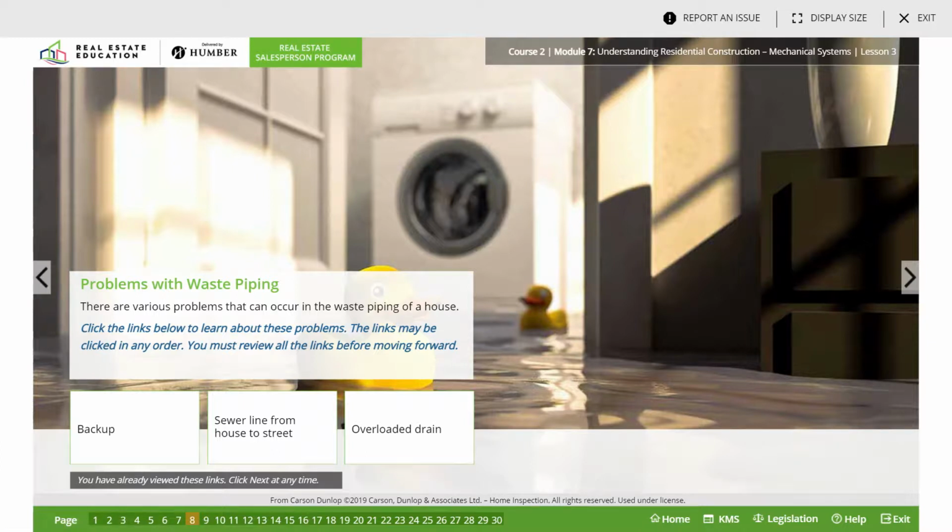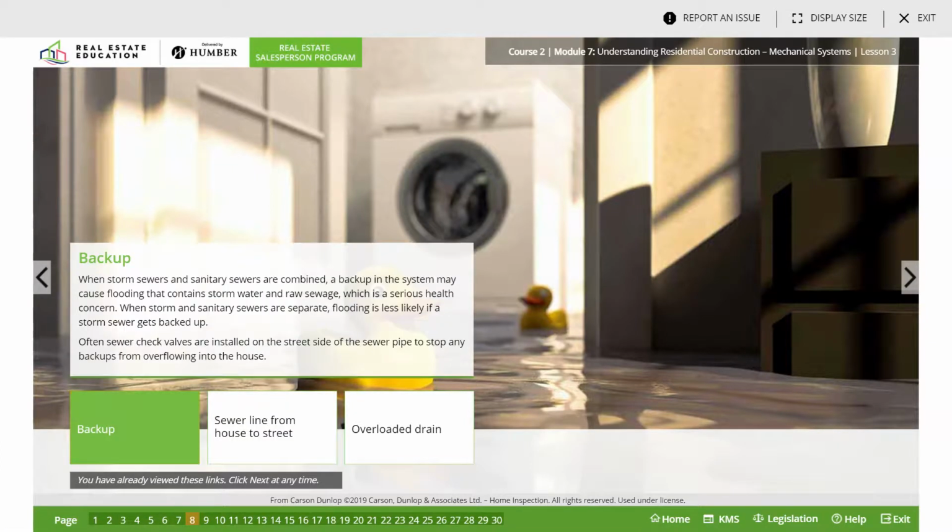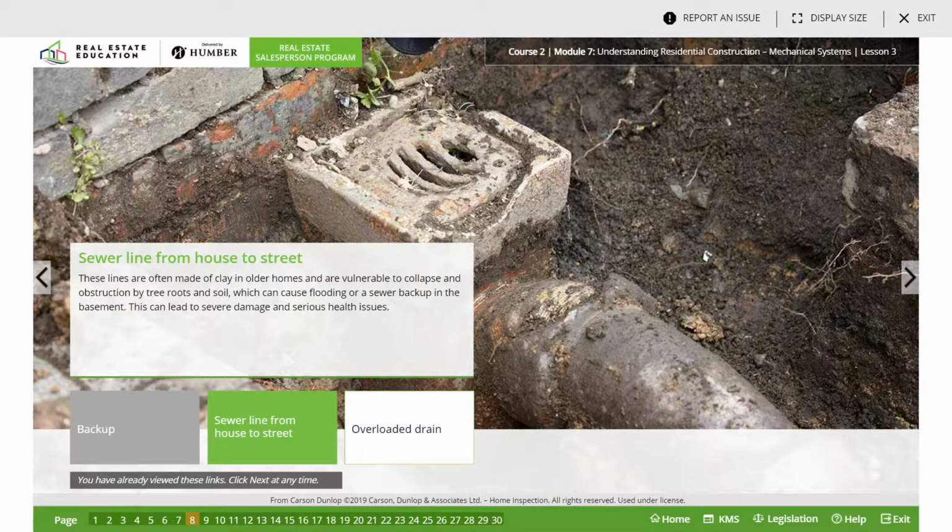Problems with waste piping: they can back up and cause flooding that contains stormwater and raw sewage, which is a serious health concern. The sewer line from the house to the street is often made of clay in older homes and is vulnerable to collapse and obstruction by tree roots and soil, which can cause flooding and sewer backup in the basement.